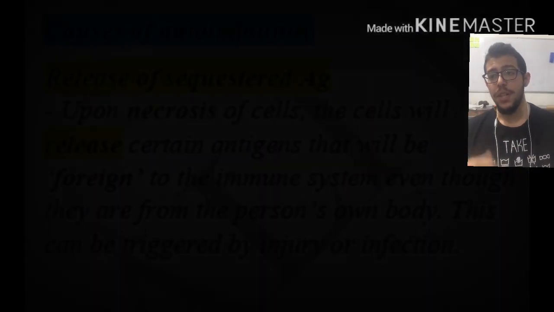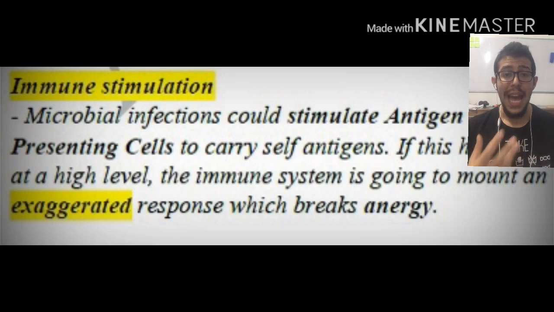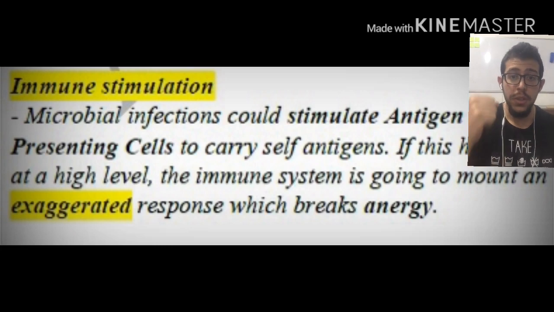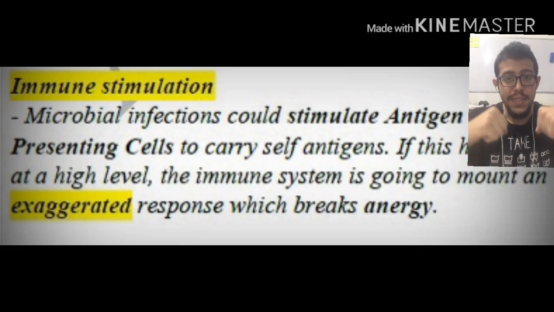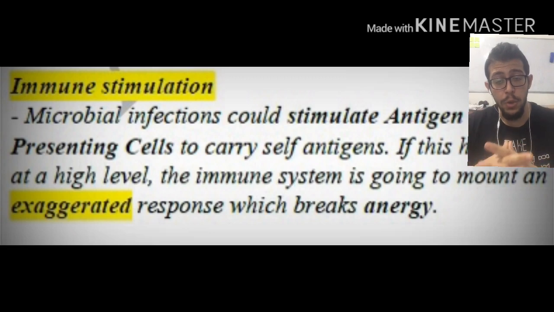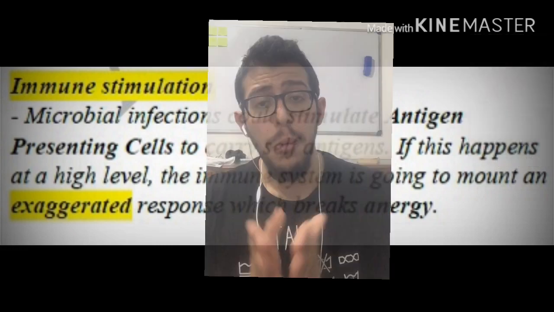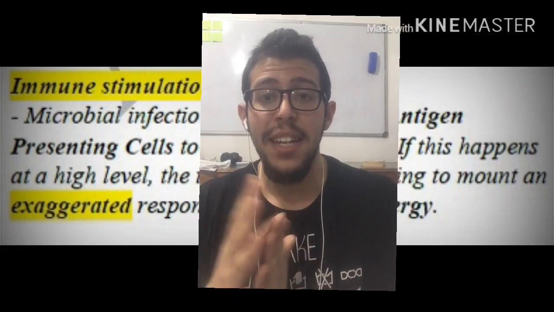Now, immune stimulation. Microbial infections could stimulate the antigen-presenting cells, namely the dendritic cells, which are the best antigen-presenting cells, to carry self-antigens. We know that antigen-presenting cells are simply going to be holding these antigens, waiting for T helper cells to give them the signal so they can get stimulated. Now, if this happens at a very high level, the immune system is going to be mounting an exaggerated response, which breaks anergy.